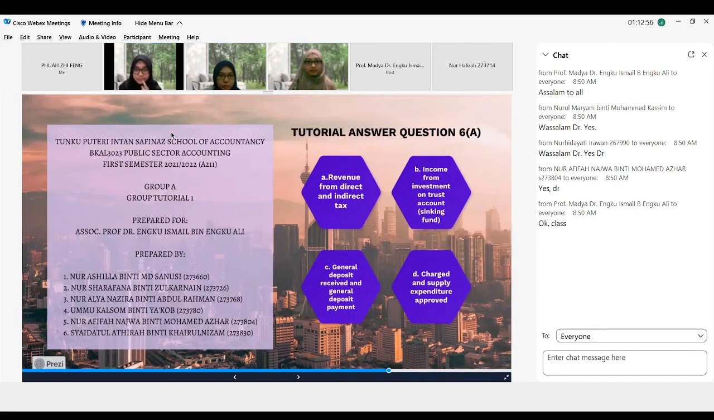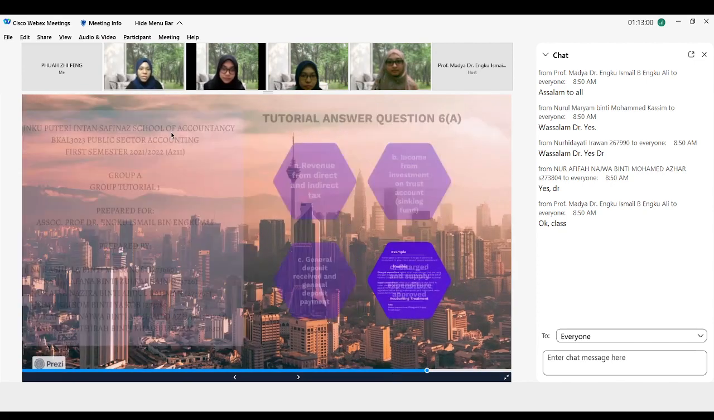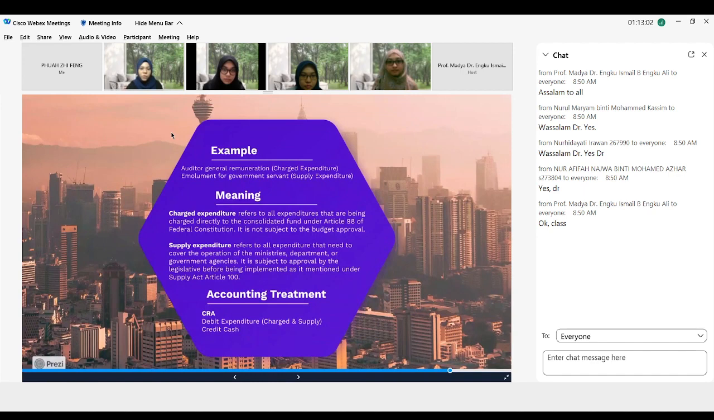Next, for question 6D, for charge and supply expenditure approved transaction, charge expenditure is referred to all expenditure that are being charged directly to the consolidated fund under Article 98 of the Federal Constitution. So it is not subject to the budget approval. The example of charge expenditure is Auditor General remunerations. The accounting treatment for charge expenditure in the consolidated revenue account is debit expenditure, charge and supply, and credit cash.